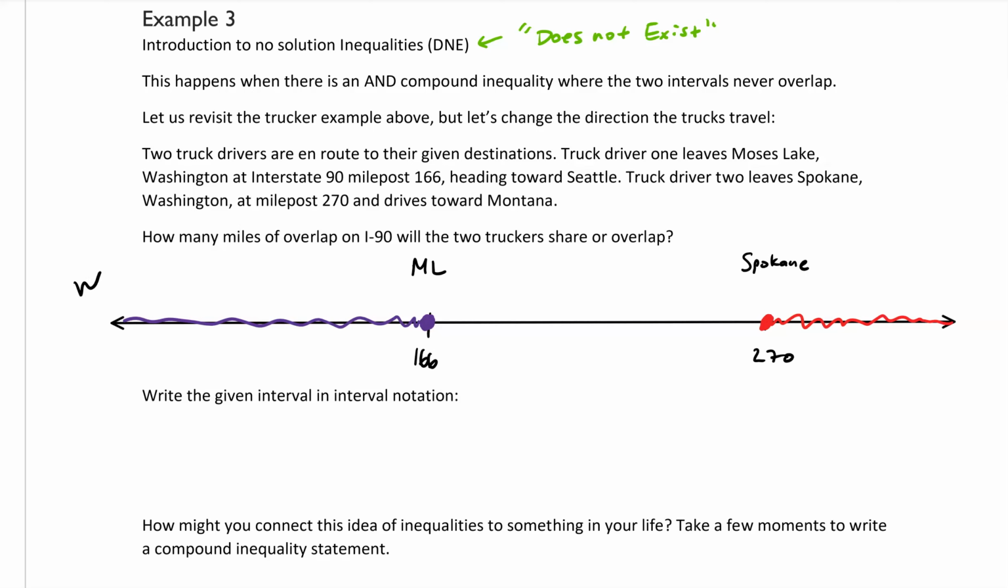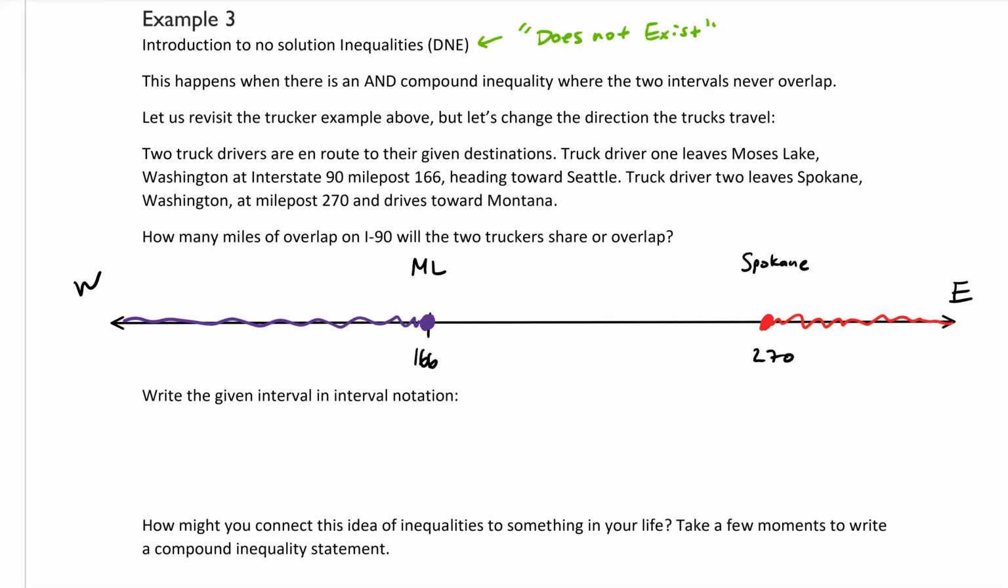So that's the west direction. This is the east direction. Now notice there's no area where both the purple and the red color are overlapping. So when it says write the given interval in interval notation, we're basically asking where do those two intervals overlap?